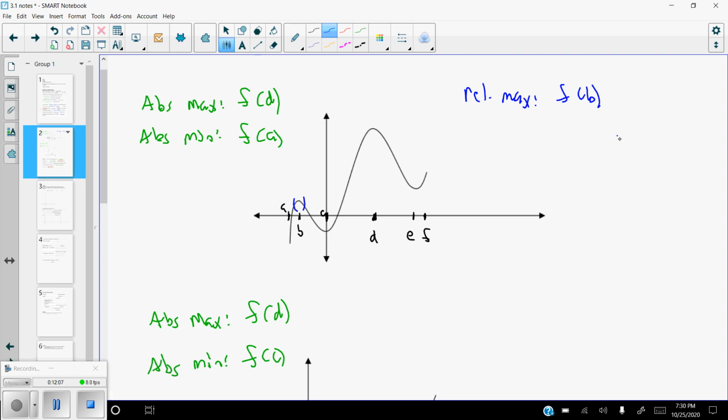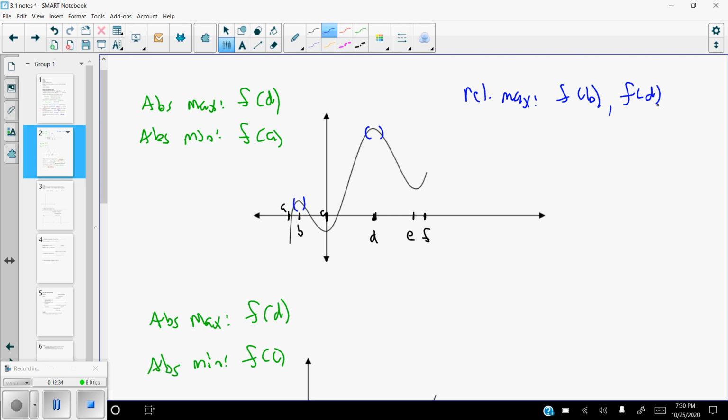But that's not the only place on the graph here that I have a relative maximum. I also have a relative maximum right there at D. And it's okay that it's also our absolute maximum. I'll explain that in a second as well. We have a relative maximum not only at f of b, but f of d is also a relative maximum, because if you just focus in on that second set of parentheses, within that region, I've got a maximum.